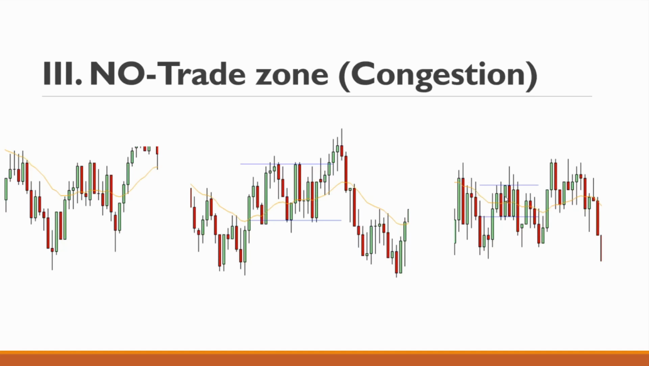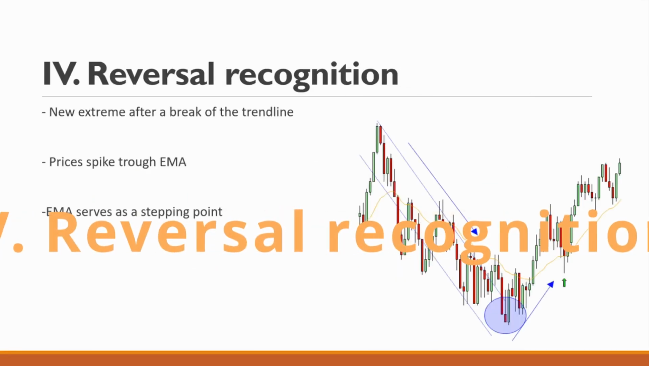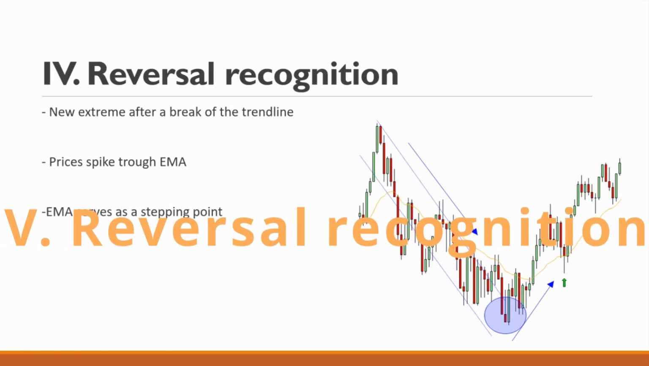And the last picture, once again, very similar to previous ones. Bars are side by side, EMA is flat, and it's in the middle of the bodies. So this is a no trade zone. This is how EMA serves you. Every time you see EMA flat in the middle of those bars, no trade, you have to wait, especially if you're a beginner trader. And the fourth way to use EMA is for reversal recognition.